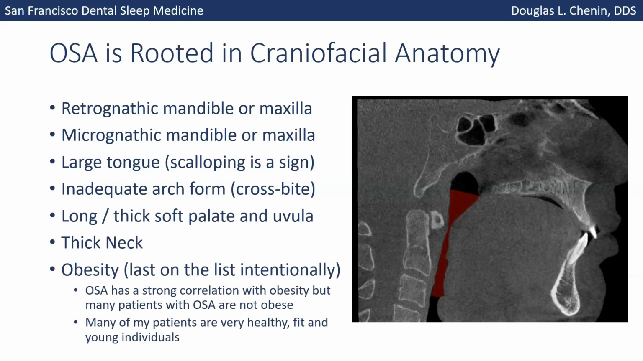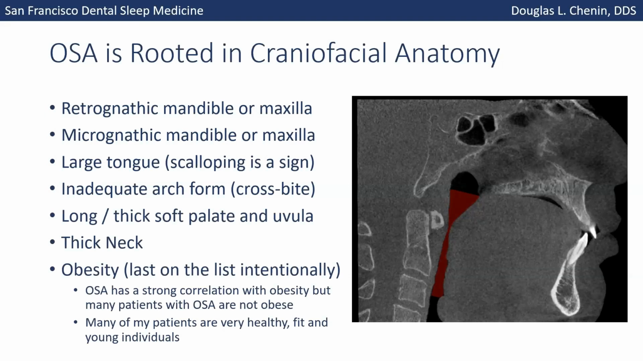Thick neck, again, just adds more bulk to the whole area. And I put obesity last intentionally because it does have a strong correlation, but you can have sleep apnea without it, and it makes everything worse. The tongue stores fat, and so as we gain weight, the tongue will get bigger, and so the airway will get smaller. So it does contribute dramatically.